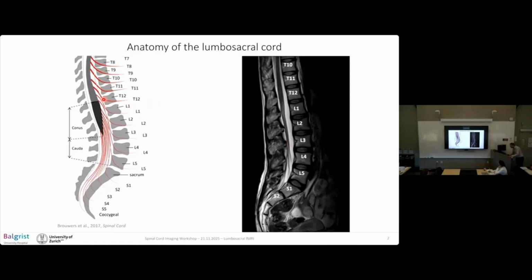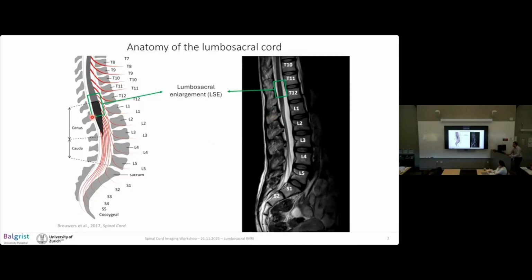One of them is the so-called lumbosacral enlargement. You can clearly see it here. This is similar to the cervical enlargement, but this is the region which innervates the lower limbs, right? And you can also see the lumbar enlargement on a sagittal T2-weighted image. So this is one of the landmarks we are going to use.